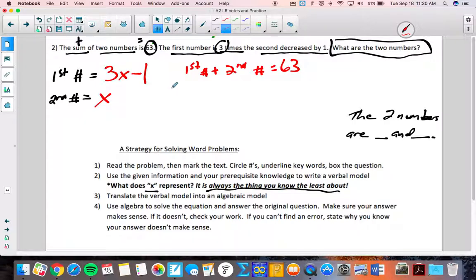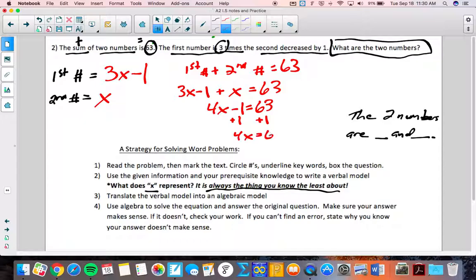So we have the first number is 3x minus 1, plus the second number is just x. It needs to add to 63. So to simplify this, we really have 4x minus 1 equals 63. So we start solving for x now, which does represent the second number. What is the second number going to be?